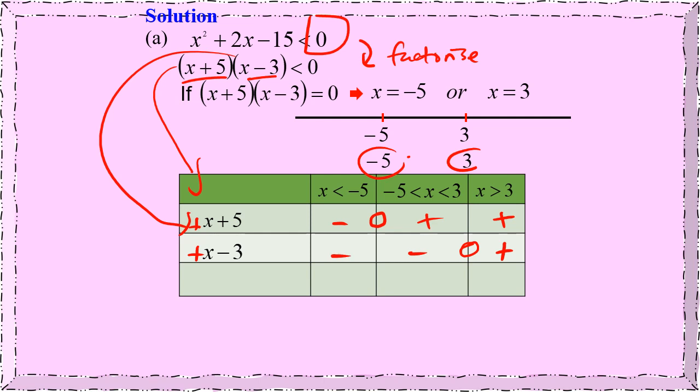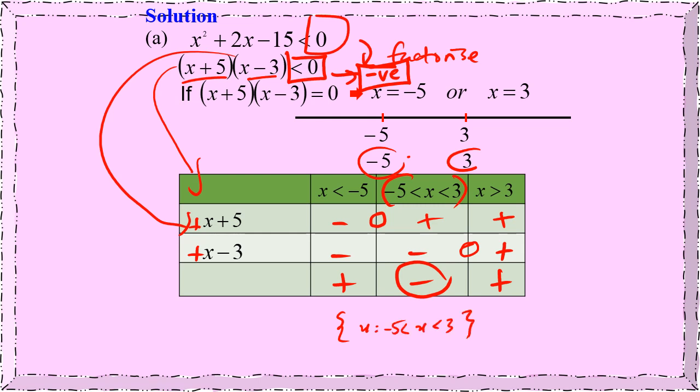So for the multiplication between these two signs, negative multiplied with negative, we will have positive. Positive multiplied with negative, we have negative. Positive multiplied by positive, it's positive. Okay, but what we want to find is the value of y less than 0, which means we want the negative value. So where is the negative value? This is the negative value. So the answer should be x such that x is in between negative 5 and 3.